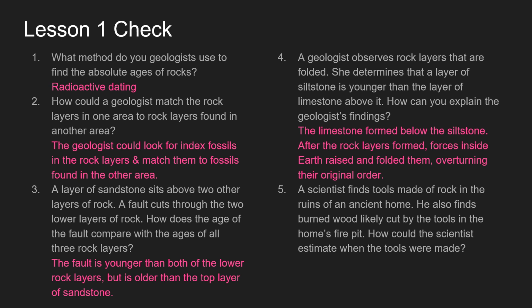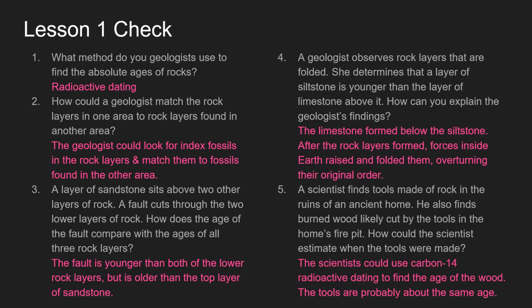5. A scientist finds tools made of rock in the ruins of an ancient home. He also finds burned wood, likely cut by the tools, in the home's fire pit. How could the scientist estimate when the tools were made? The scientist could use carbon-14 radioactive dating to find the age of the wood. The tools are probably about the same age. And that finishes lesson 1.